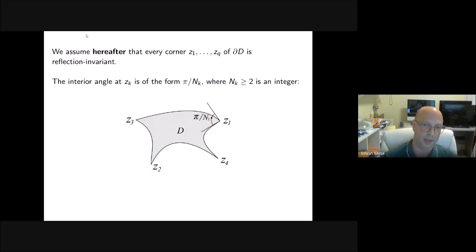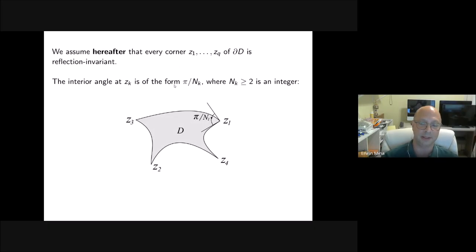So what we are interested in is the situation where all of the corners are good, so all of the corners have this reflection invariant property. And that's what we're going to assume from this point onward: that every single corner, which I denote by Z1 up to ZQ, of the boundary of the domain, of this piecewise analytic boundary, is reflection invariant.